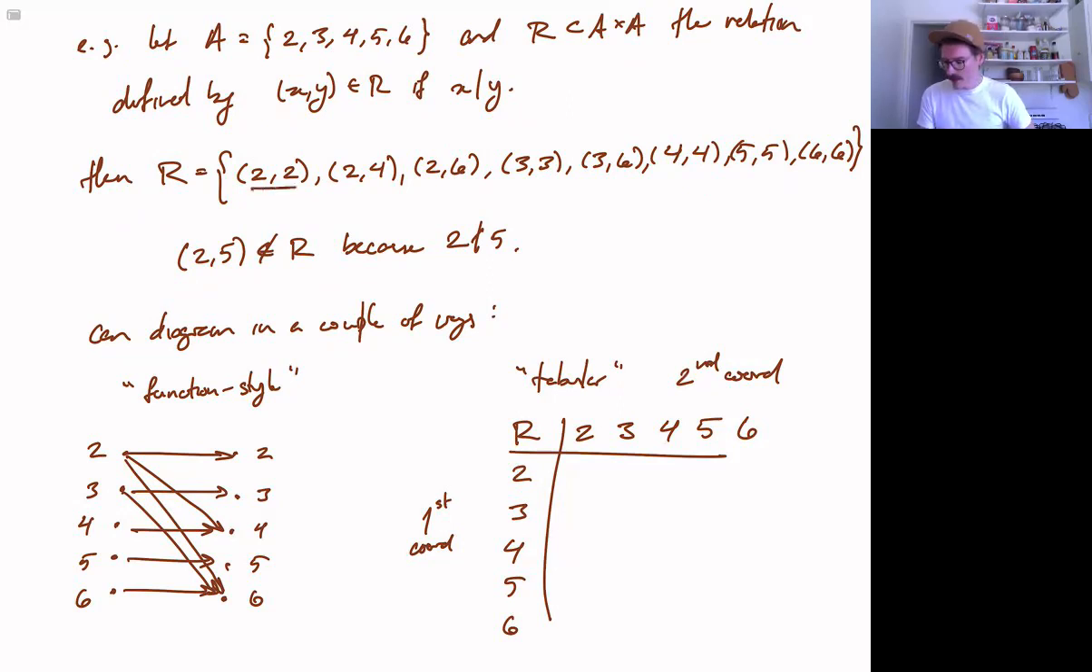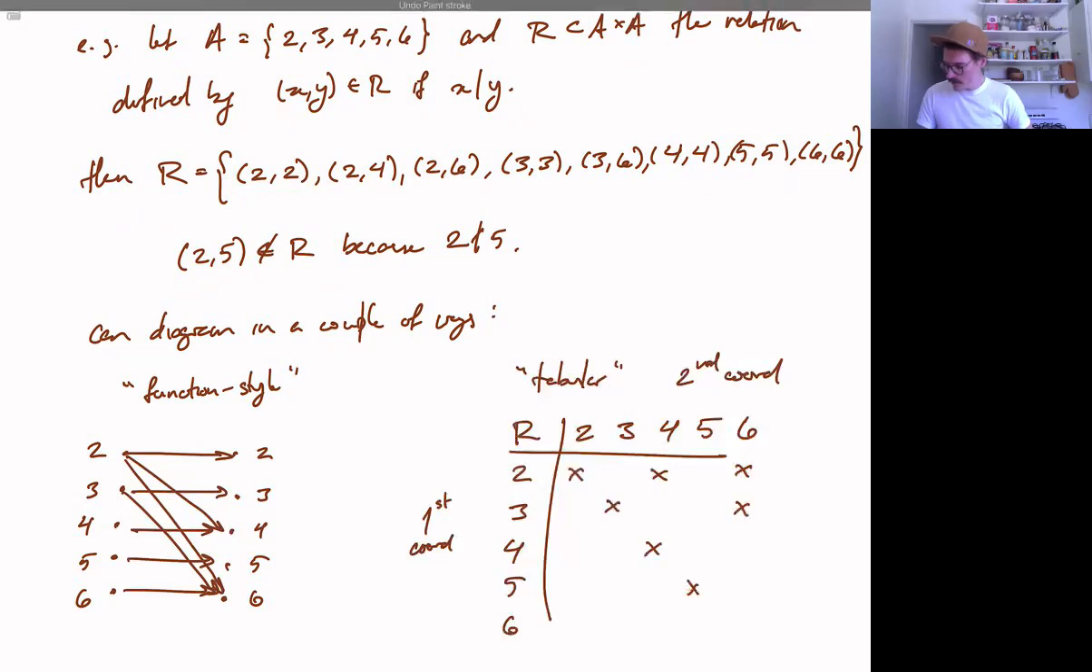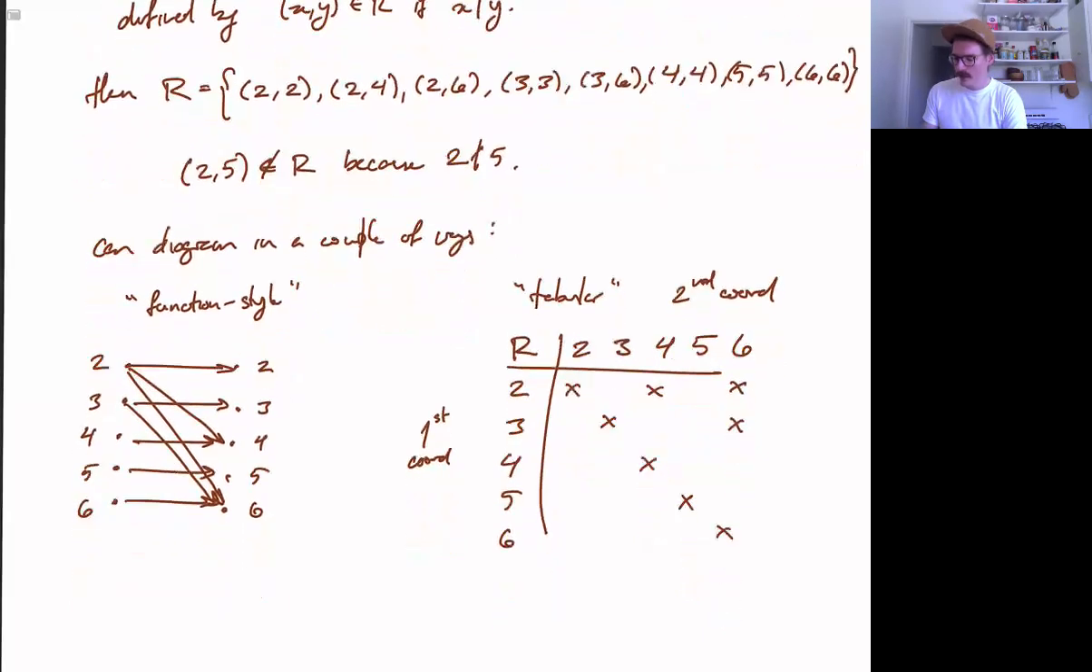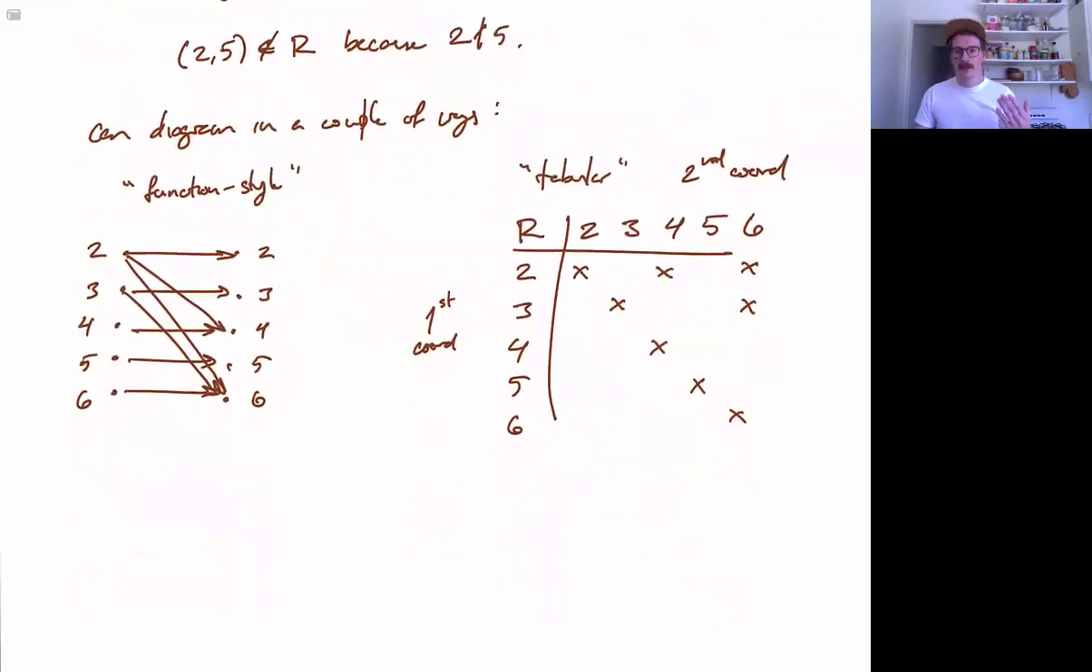So 2 divides 2 means that this box gets a check. 2 divides 4 means that this gets a check, and 2 divides 6, and then 3 divides 3, and 3 divides 6, and 4 divides 4, 5 divides 5, and 6 divides 6. I believe that is what it looks like. Right, very good. So here is one small example of a relation on this set with 5 elements, in tons of depth. Let's introduce just a couple more examples that we can keep in mind when we talk about the next couple of things.